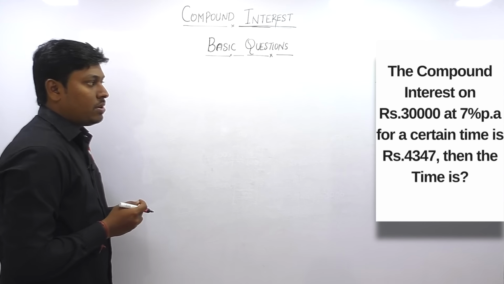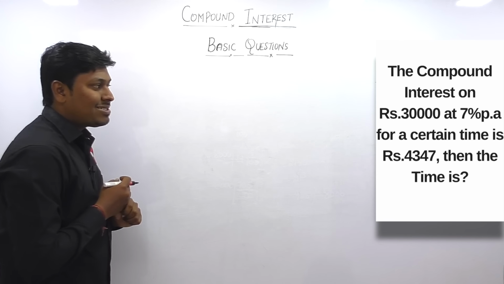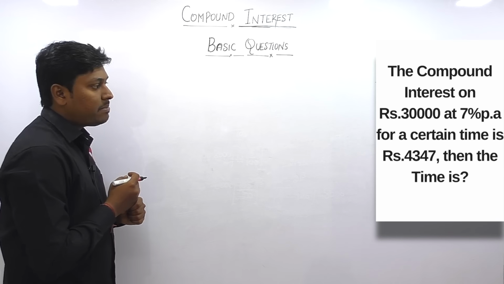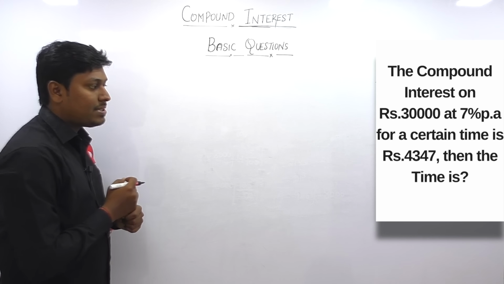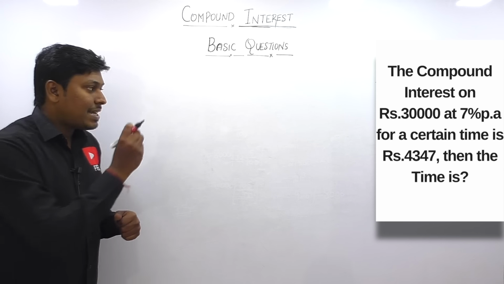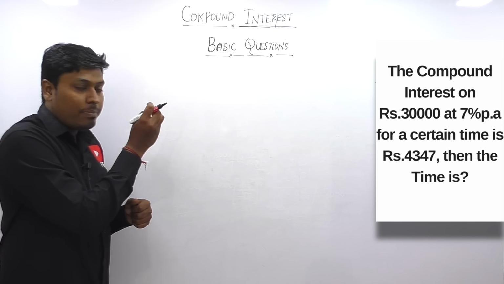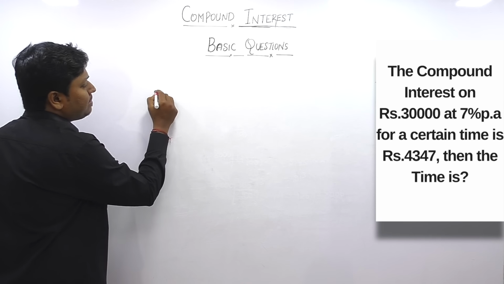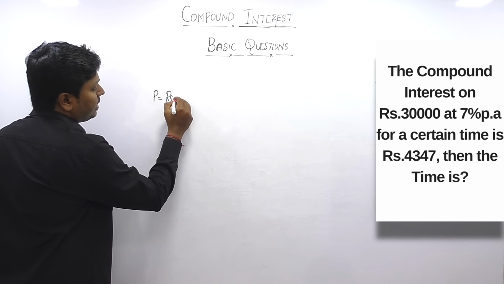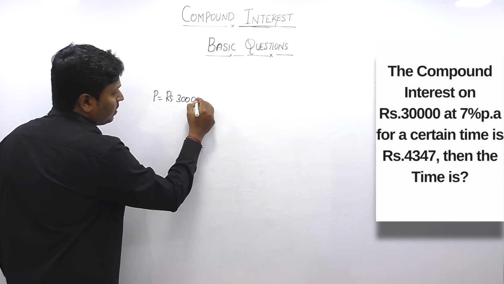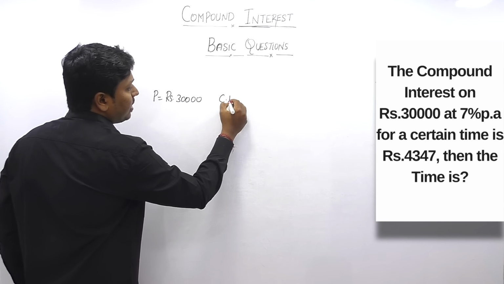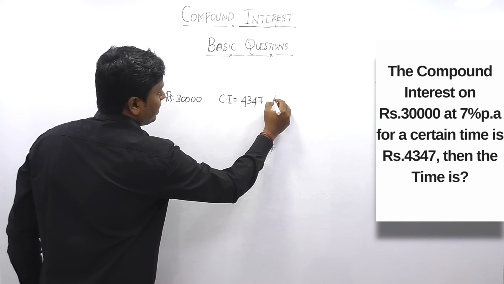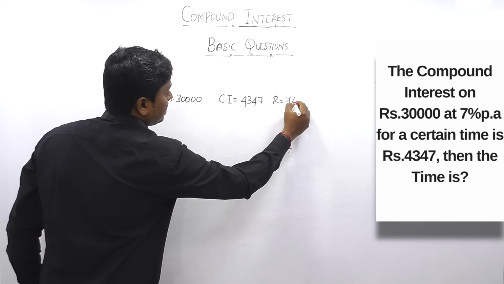Question number 2. The compound interest on rupees 30,000 at 7% per annum for a certain time is 4,347. Then the time is. So friends, understand the question properly. The compound interest on rupees 30,000. So we can say that principal is given, which is rupees 30,000. So for this 30,000, where the compound interest is calculated, that is rupees 4,347 at the rate of interest, which is 7% per annum.